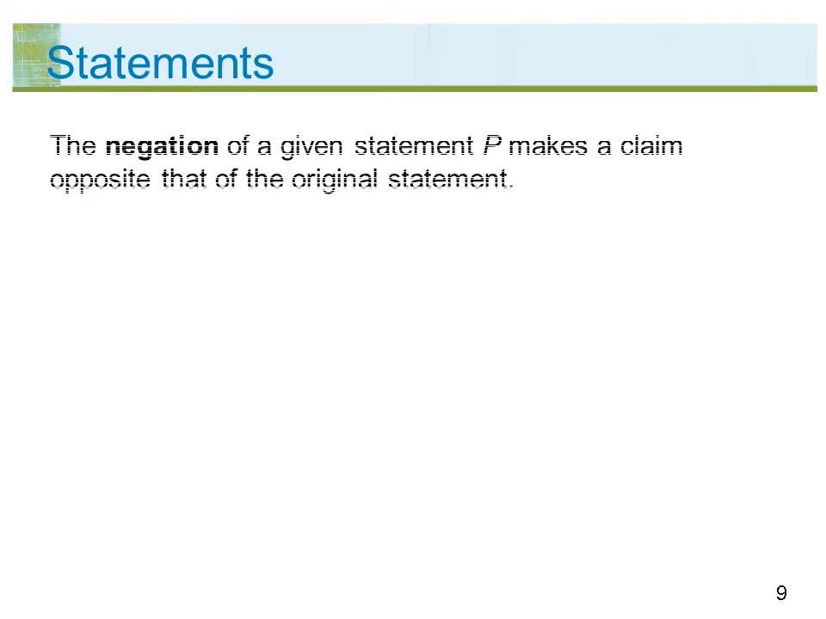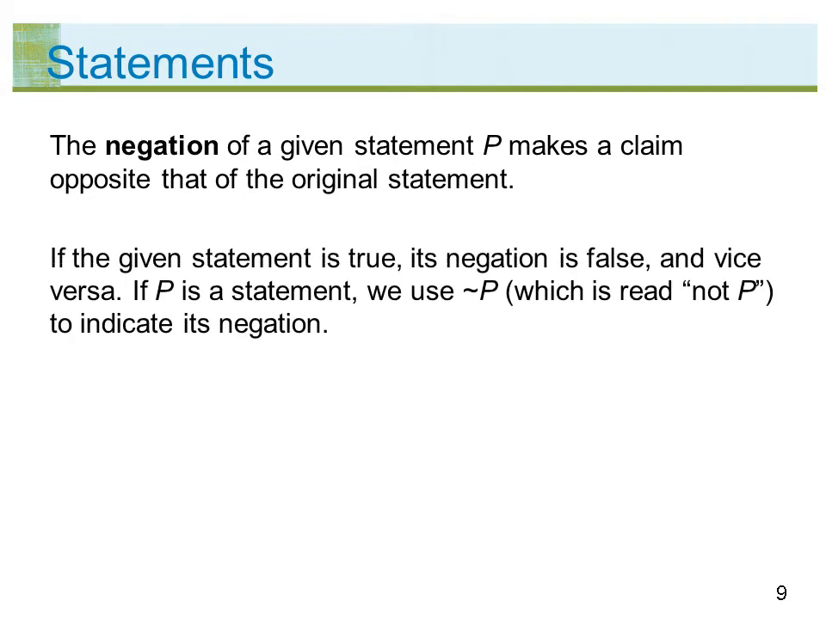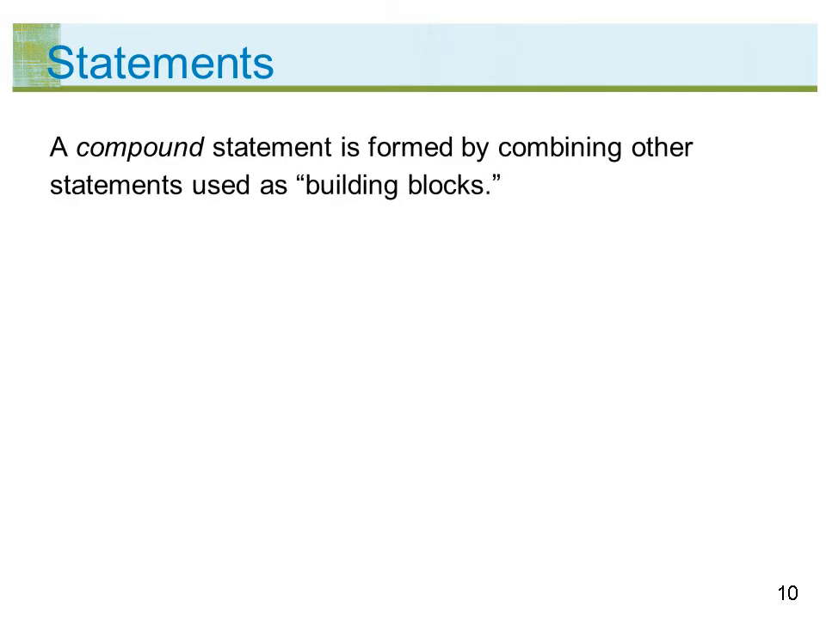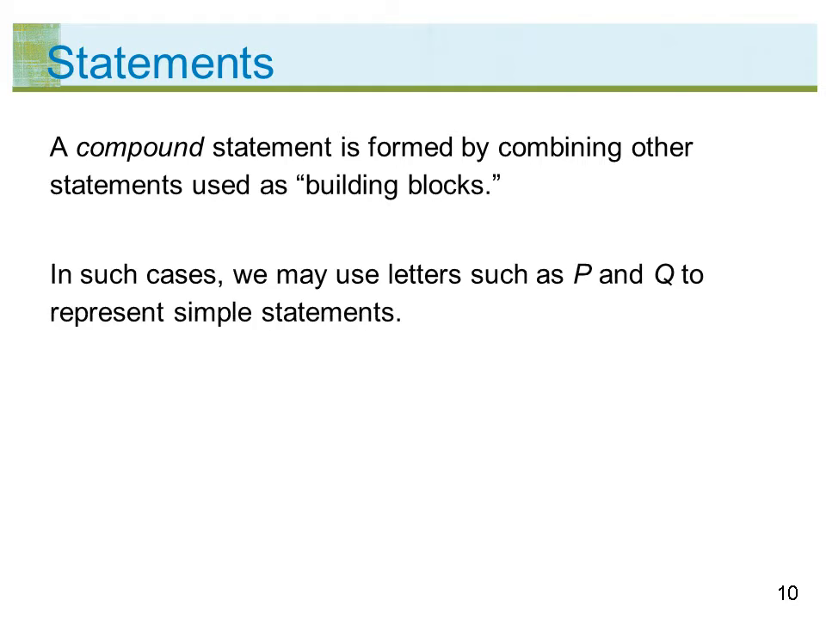The negation of a given statement P makes a claim opposite that of the original statement. If the given statement is true, its negation is false, and vice versa. If P is a statement, we use not P, which is read not P, to indicate its negation. A compound statement is formed by combining other statements used as building blocks. In such cases, we may use letters such as P and Q to represent simple statements.